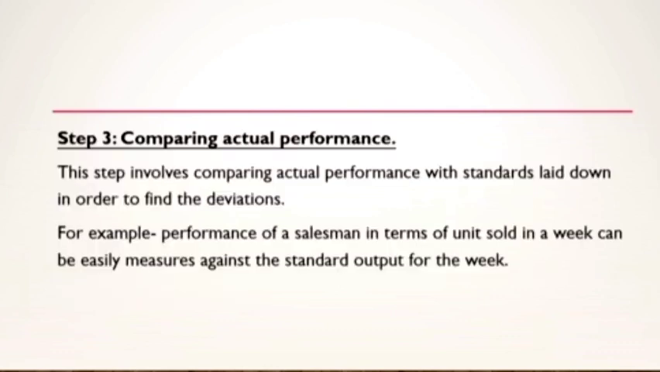And the third step is comparing actual performance. This step involves comparison of actual performance with standard. Such comparison will reveal the deviation between actual and desired result. Comparison becomes easier when standards are set in quantitative terms. For example, performance of a salesman in terms of units sold in a week can be easily measured against a standard output for the week.